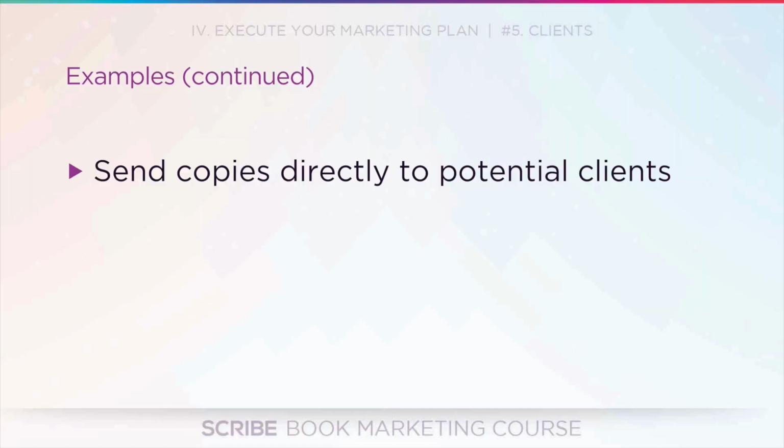Another way you can do this is send copies directly to potential clients. One author we worked with had a consultancy that focused on reaching and selling to corporate HR departments. He had an important new process that really helps with employee retention for large companies. So in order to generate business, he got the names and addresses of the person in the HR department of every Fortune 1000 company who was responsible for employee retention. And he sent them a copy of his book, along with a one-sheet that explains how the book can help them in their career.